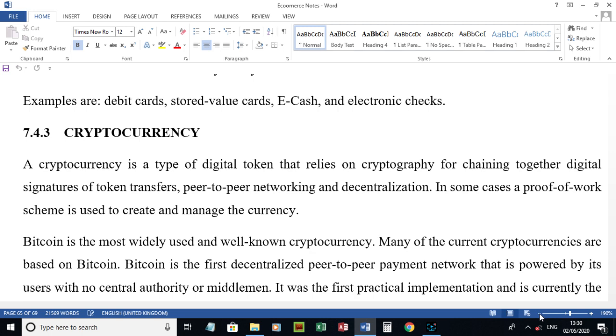So it's a digital currency, a more automated currency. As I've told you, it is a friend to the virtual currency. It comes from a security feature we called cryptography. It is an IT, information system security term, and it helps in chaining together digital signatures of token transfers, then peer-to-peer networking and decentralization. In some cases, a proof of work scheme is used to create and manage the currency.